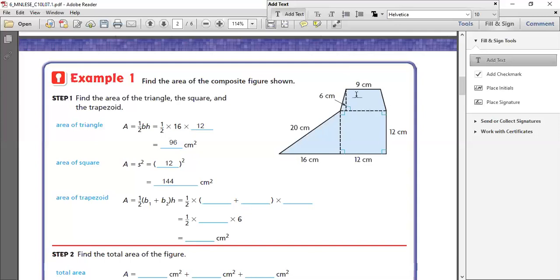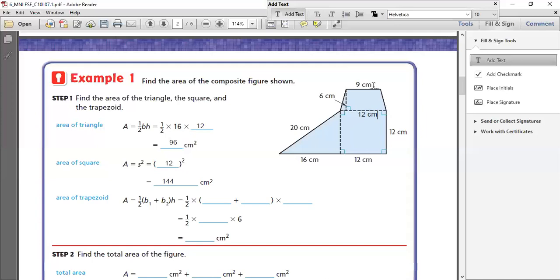So we need base 1. Base 1 is given for us, that's 9. We need base 2, which is not given for us. What do you think base 2 is going to be? It's going to be 12. Why is it 12? Because it is also the side of the square. Now, as I told you before, all the sides of a square are equal. So this side is also going to be 12. So that's also 12 centimeter. Why? Because this is a square. The trapezoid's base 2 is one side of the square.